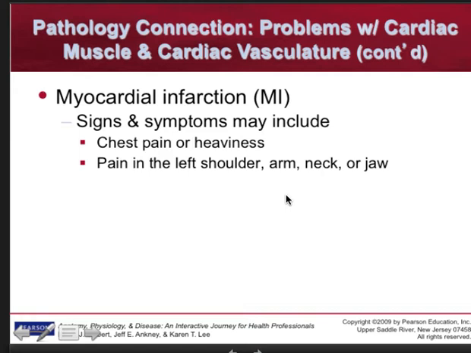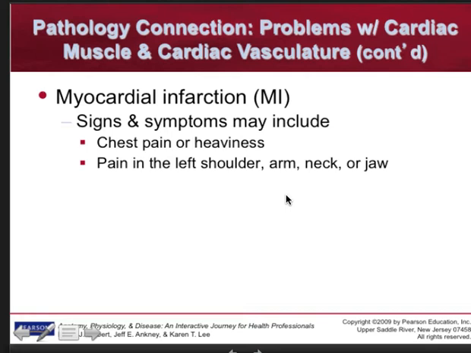Since pain coming from the heart impinges on the same portion of the spinal cord as pain coming from the left shoulder, arm, neck, or jaw, it's difficult for the brain to discriminate between an internal and an external pain.